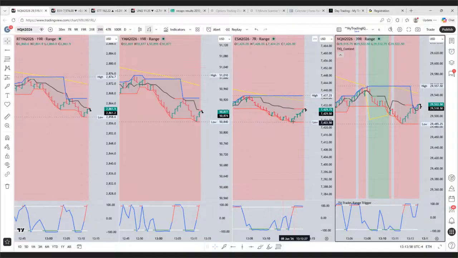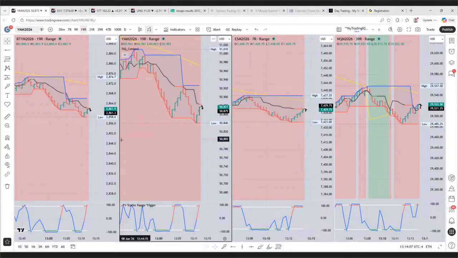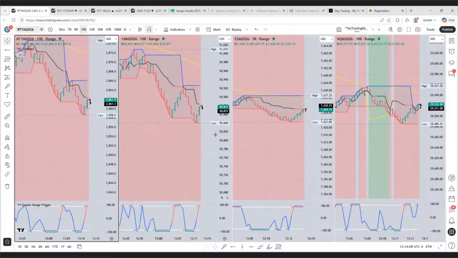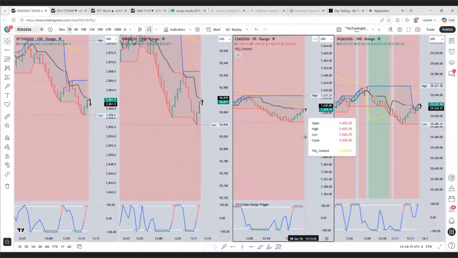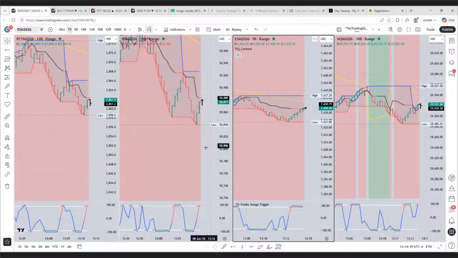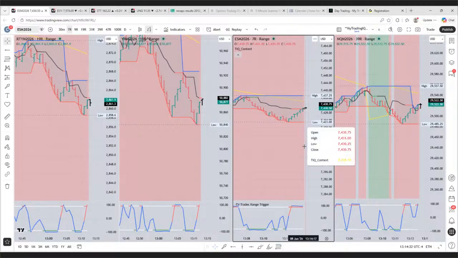Right, the ES needs a down close. The YM needs to hit the mid-band. The Russell needs to hit the mid-band. And both of those need down closes after hitting the mid-band. Neither one has done it yet. Okay, but the ES definitely has. It's got a high at 30.50, so it's going to have a low 28.50. High at 31, it's going to have a low 29.